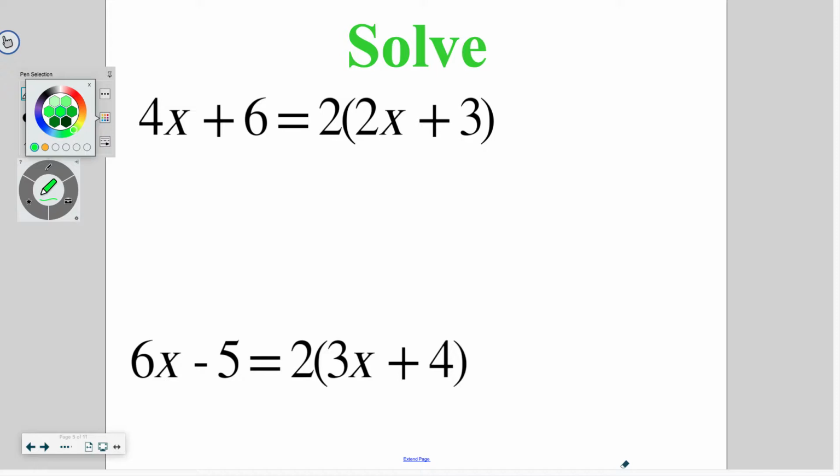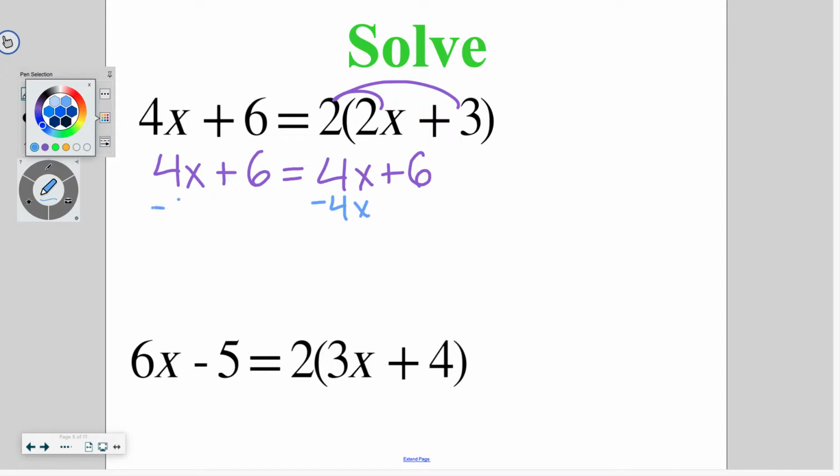This first one, again, we want to start by distributing just like we would with any other problem. So our left side stays the same, 4x plus 6, and then after we distribute, we get 4x plus 6. Like I said before, I would suggest combining your variables first. So I'm going to subtract 4x from both sides. And I notice that 6 is equal to 6. You may have noticed back up here that 4x plus 6 is equal to 4x plus 6. Both things were the same on both sides of the equal sign.